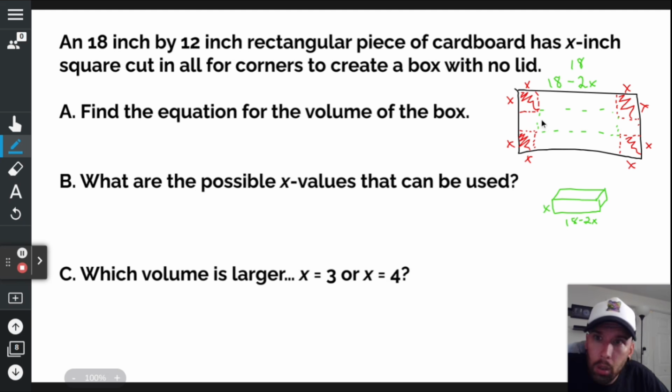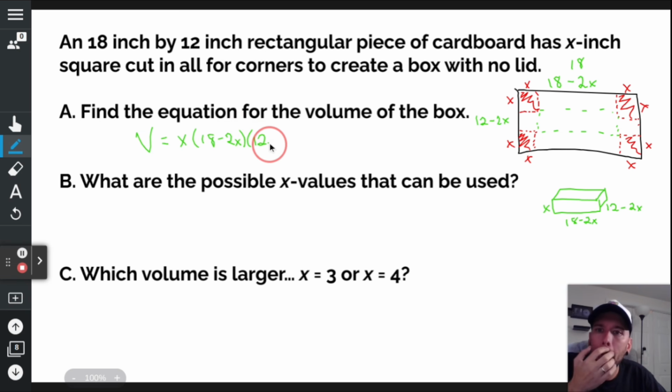If the other side was 12, and I cut out an X and cut out an X, what's going to be left over is 12 minus 2X. Volume is found by multiplying length times width times height. So an equation for volume is X times 18 minus 2X times 12 minus 2X.